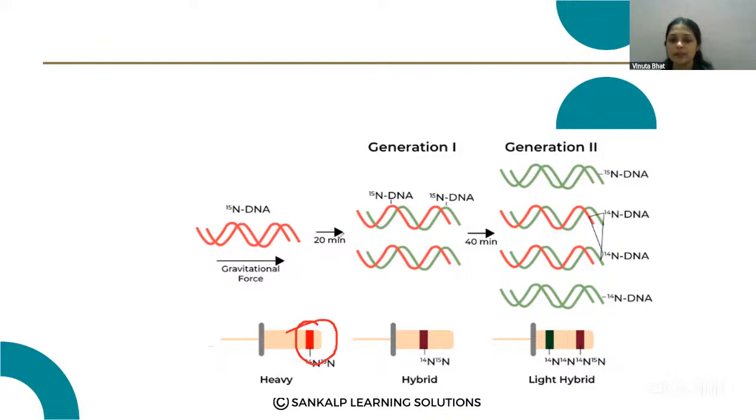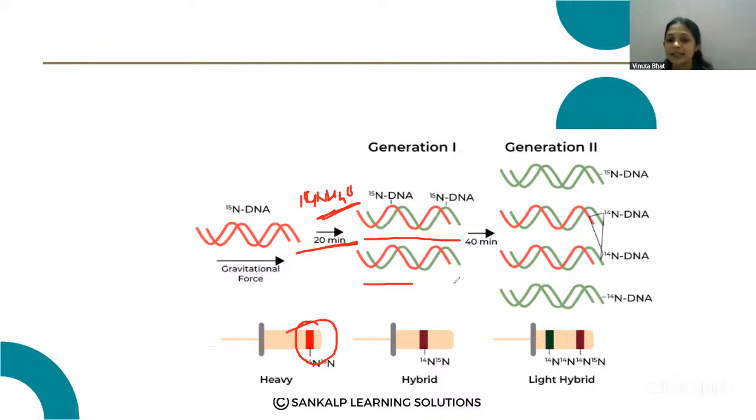Okay, so in the first generation, they added 14NH4Cl to the medium, right? So here, 20 minutes, because E. coli takes 20 minutes for replication. So 20 minutes to replicate, to form the new organism. So replication, that is, the formation of a new organism, will take 20 minutes.